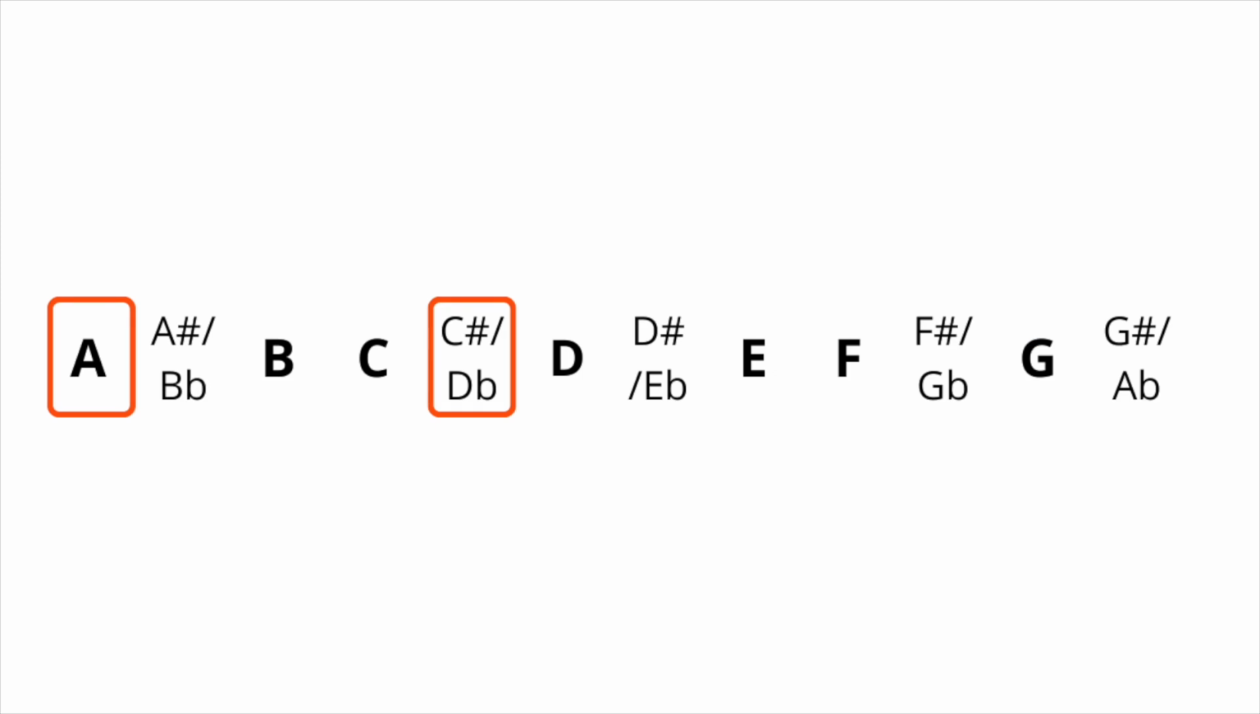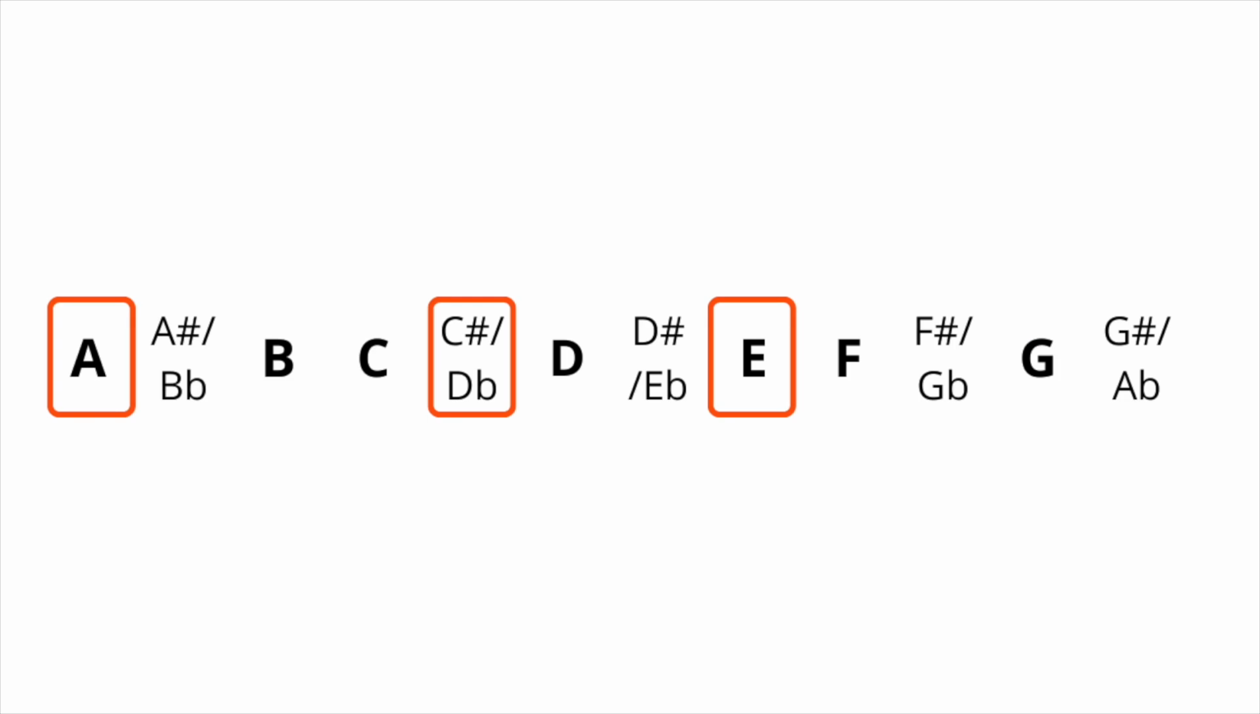That's stacking a third on top of the A note. And then we need to go up a minor third. That's 3 half steps. So from the C sharp, C sharp to D, D sharp to E. E will be the third note in our A chord. So any major triad is a 4 plus a 3. 4 half steps plus 3 half steps.